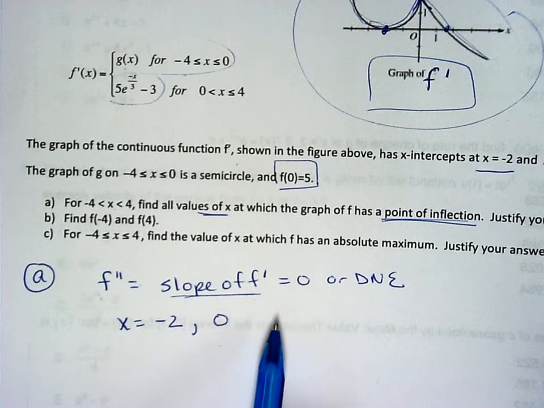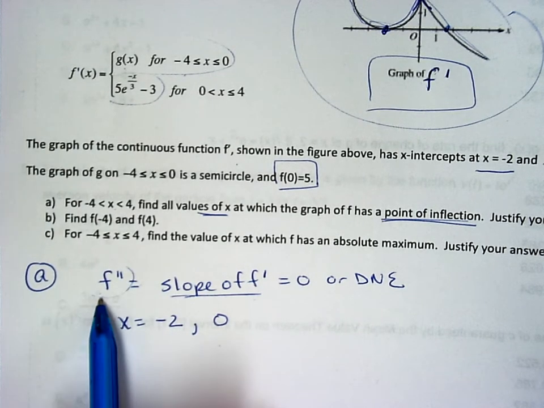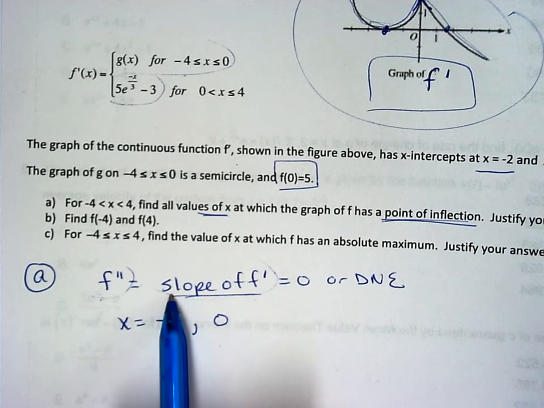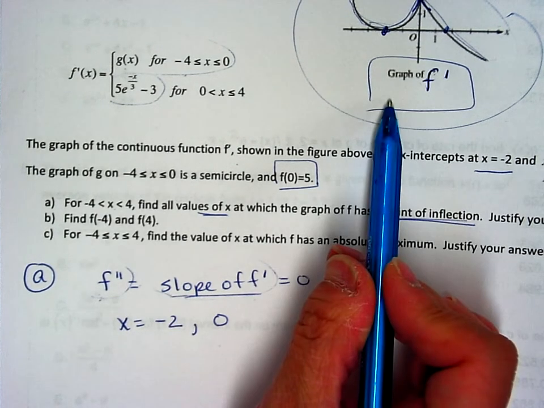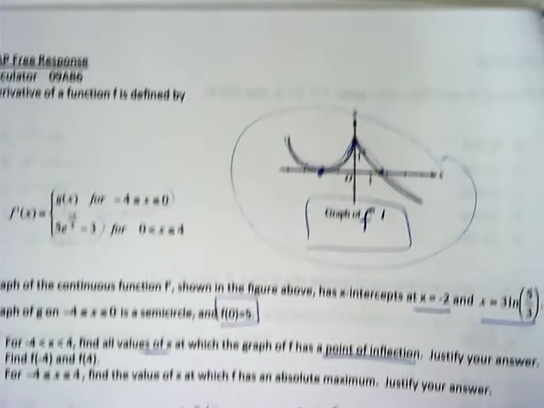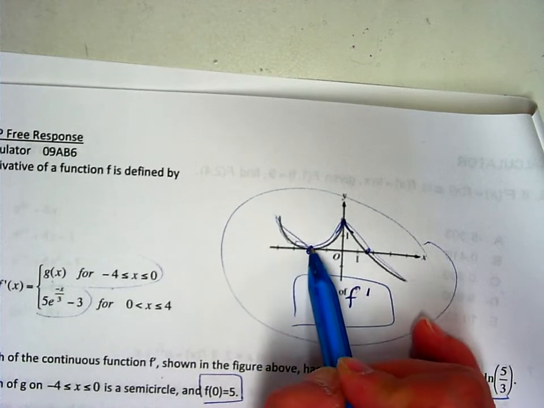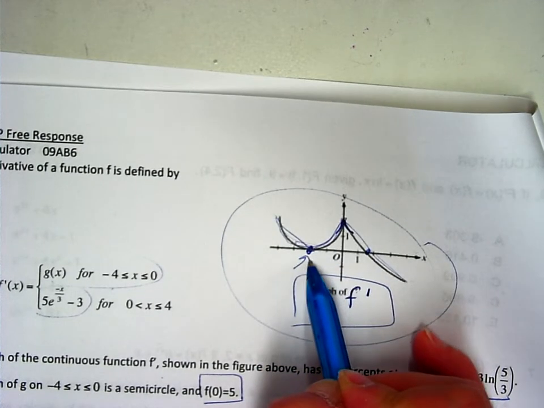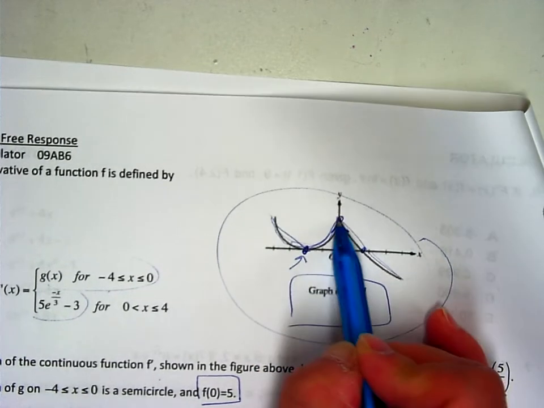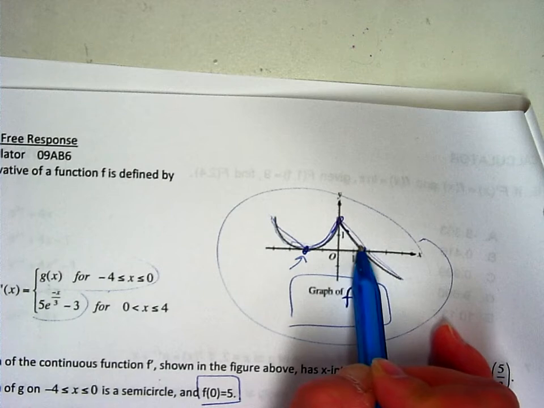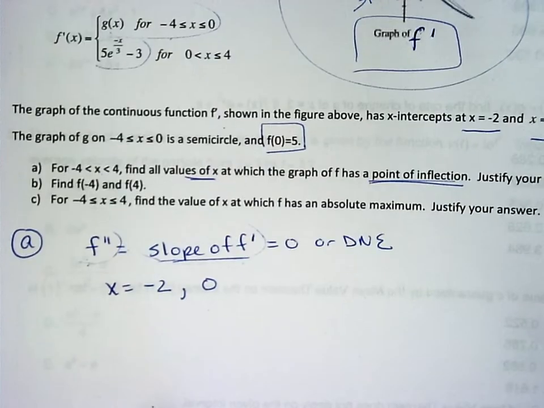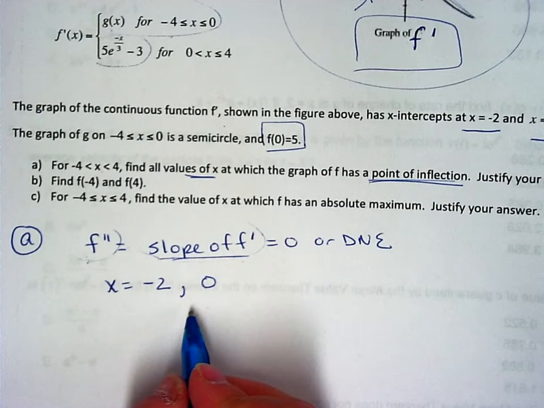Now, in order to have a point of inflection, what else has to happen? The sign of the second derivative has to change, but the sign of the second derivative is the slope of this graph. So where is the slope of this graph changing? So let's check. At -2, the slope of this graph is going from negative to positive. So that's a point of inflection. Here, the slope of this graph is going from positive to negative. So both of these are points of inflection.